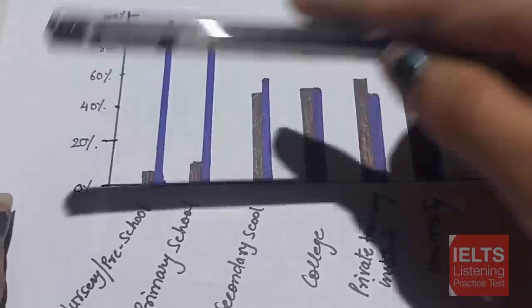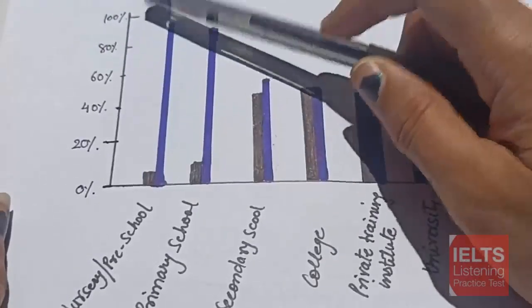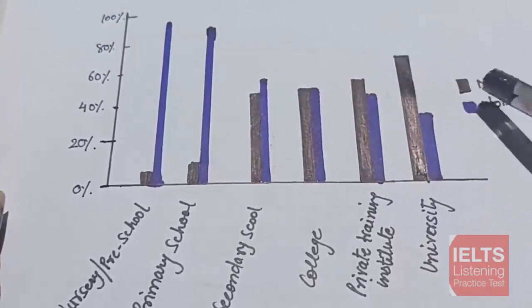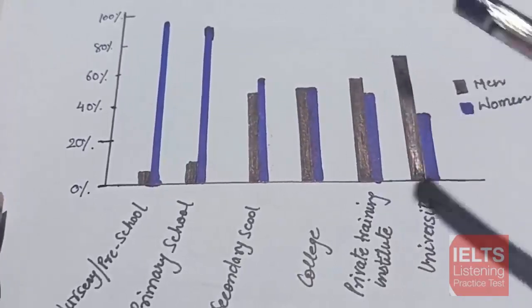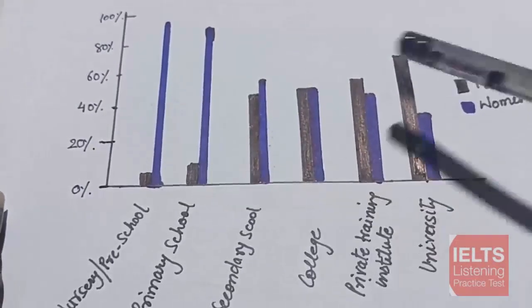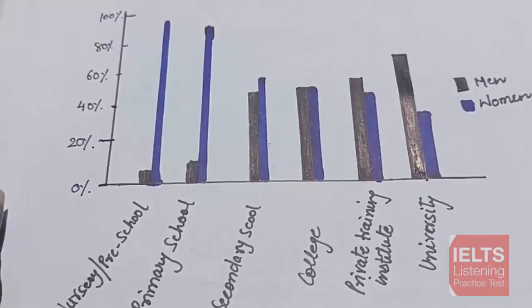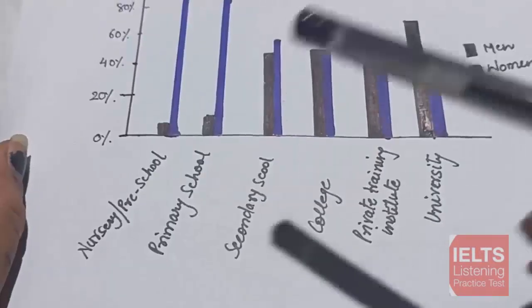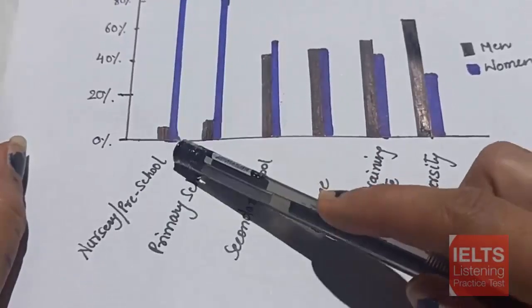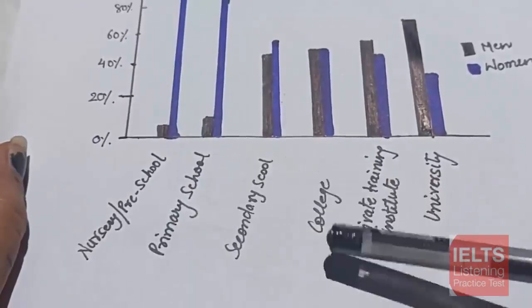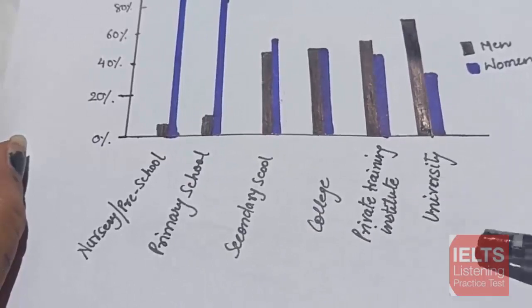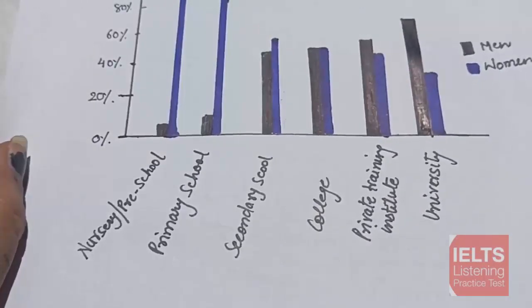So as you can see, the information is given in percentages, for men and women. Men is represented by the black one and women is represented with the blue one. So the six educational institutes are nursery or preschool, primary school, secondary school, college, private training institute and university. So let's have a look at how we can describe this.